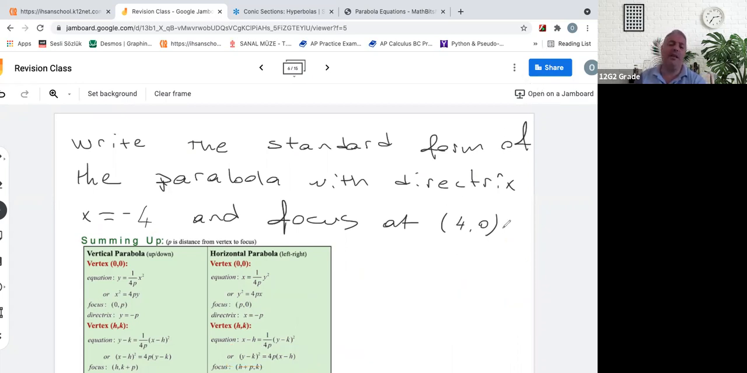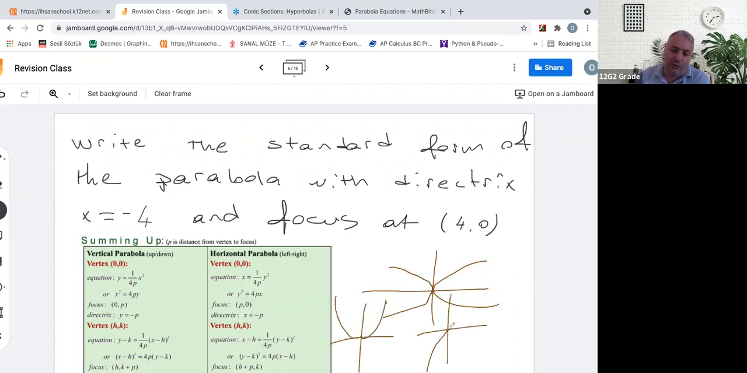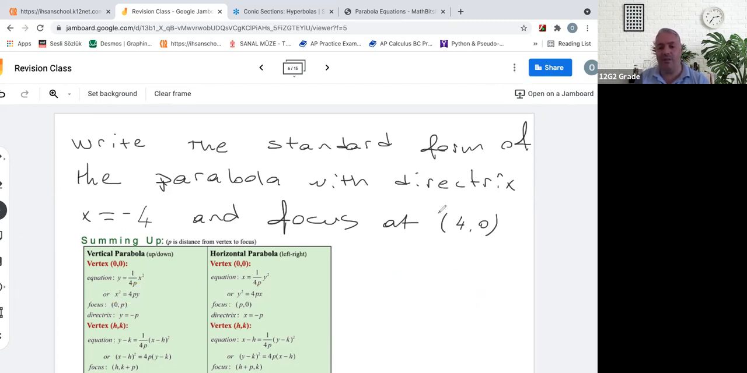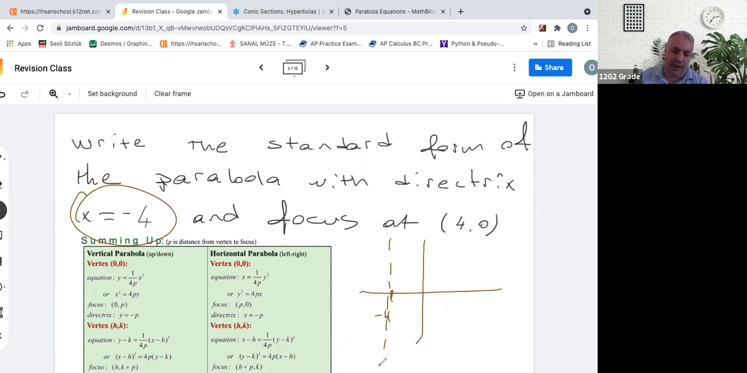But you are lucky. In the exam, you will see that your parabola could be like this, could be like this, or like this. It means you will use this formula or this formula. Just sketch it. What I mean by sketch it, look at the question. The directrix x is -4, so -4 here. Directrix means a vertical line. The focus is 4, 0. If the directrix is here, the directrix is always outside the parabola, so the vertex will be somewhere here.